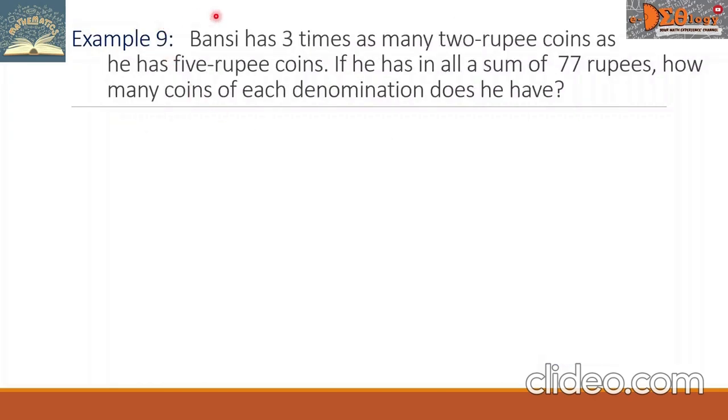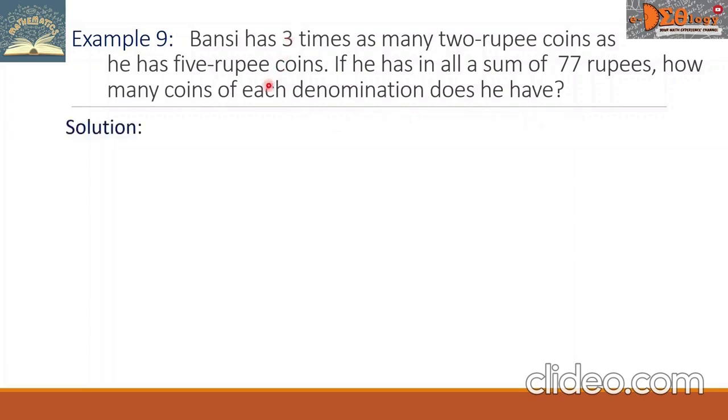Example 9. Bansi has 3 times as many 2 rupee coins as he has 5 rupee coins. If he has in all a sum of 77 rupees, how many coins of each denomination does he have?